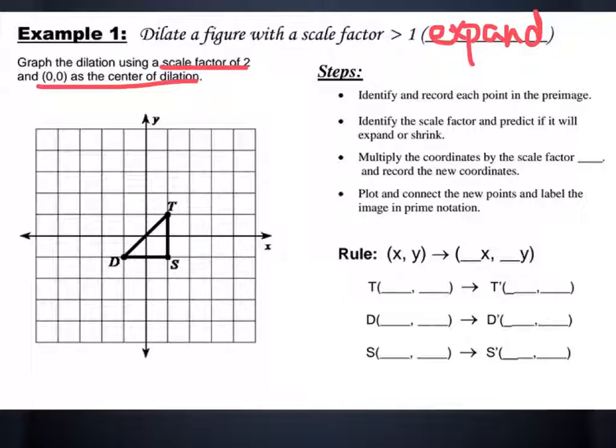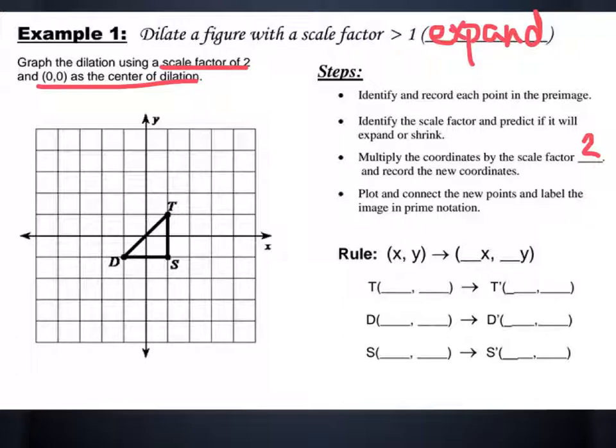The steps to do this: we want to identify and record each point in the pre-image. We're going to identify the scale factor and decide if it's expanding or shrinking. We're going to multiply the coordinates by the scale factor and record the new coordinates, and then we're going to plot the new points and label the image in prime notation. So our scale factor is a scale factor of 2. That means this is getting bigger. Our scale factor is bigger than 1, so we're going to make this shape twice as big.